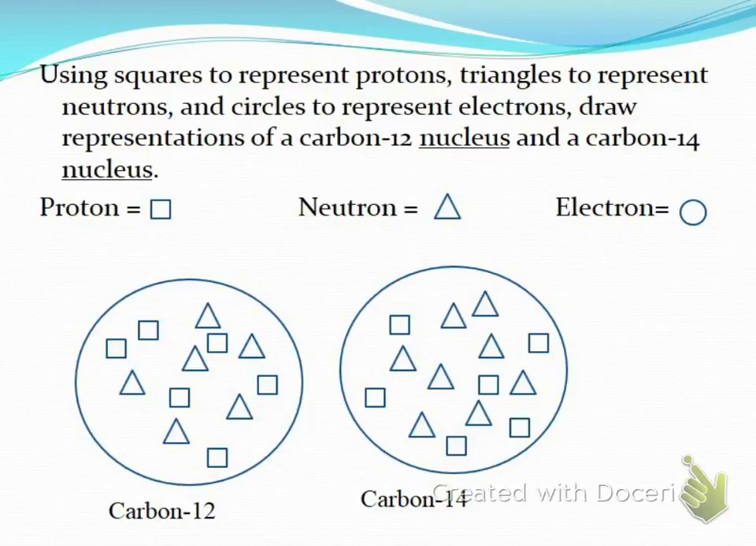Okay, if you have finished drawing that, I've put up there what it should look like. Basically, you should have 2 more neutrons in the carbon-14. And if you read the directions correctly, you didn't draw any electrons because it says just draw for the nucleus.